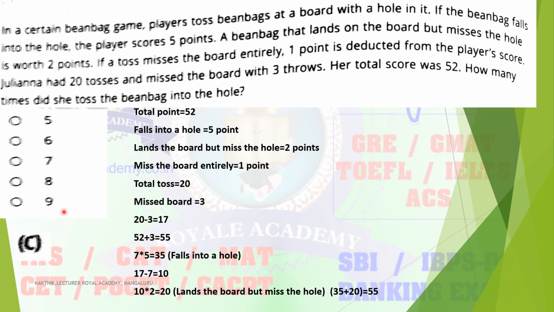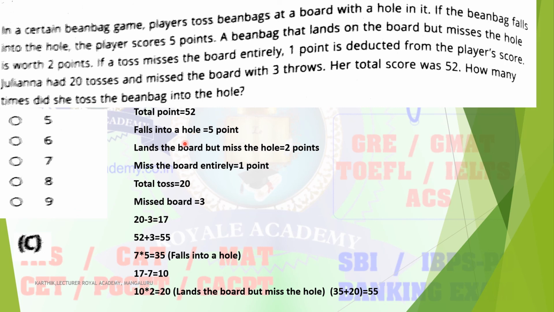So here total point is 52. Here they directly mention the miss the board with the 3 throws. So that 3 point is deducted. That deducted point is added to the total score. So 52 plus 3, 55 total point. And 3 is already done out of 20 toss. So 20 minus 3 is 17. So next, what is the next step? The option tells how many times did she toss the bean bag into the hole. So out of 17, I will choose 7.